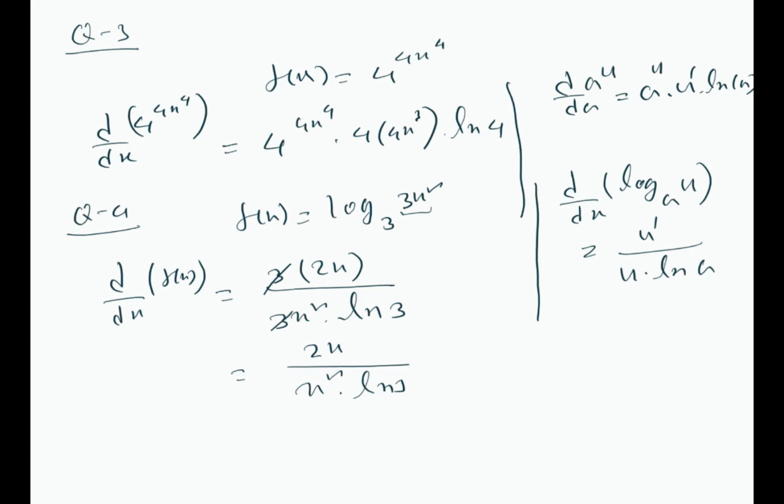We can simplify it a little further. We have one common factor which is x. So we can cut x from the denominator and from the numerator. So it would be 2 divided by x ln of 3. So this is the answer for this question.